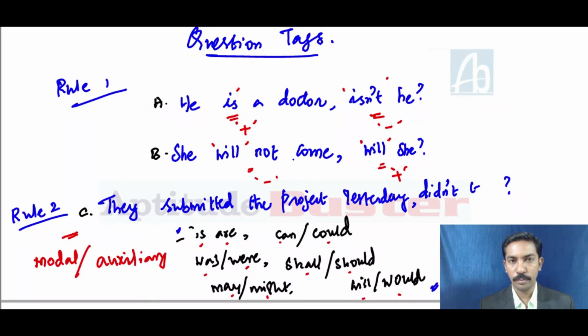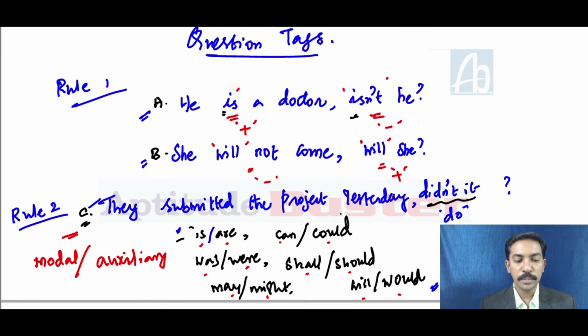Whenever you have modal or auxiliary forms, or instead of stating modal and auxiliary forms, we can say whenever you have words like is, was, were, may, might, will, would, shall, should, can, could, etc. As in the case of the first 2 examples, the tag will be created using the same form. In the absence of these auxiliary forms, when you do not have is, was, were, may, might, can, could, shall, should, will, would, when there is no such word in the sentence as in the third case, we would use do forms to create the tag.